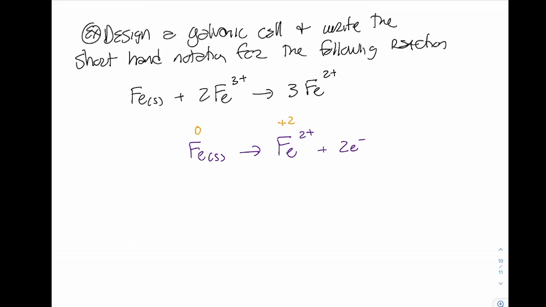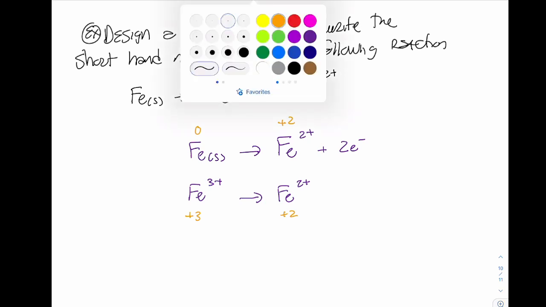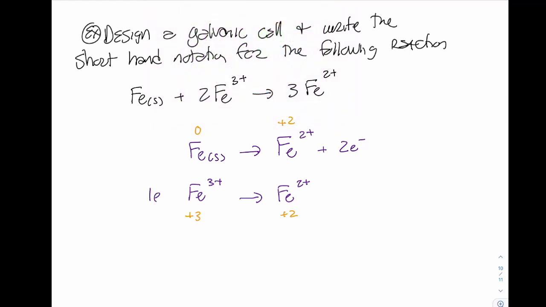My second half reaction then, I'm going to use my iron 3 plus, and then it's going to iron 2 plus. I only have one product, so it has to be going to the same thing. If we look at our oxidation numbers, this is a +3, this is a +2, so it is a reduction, I'm gaining 1 electron. So we'll write that over on our reactant side.